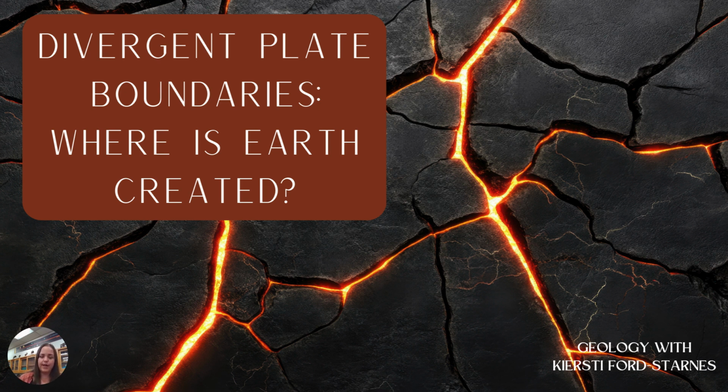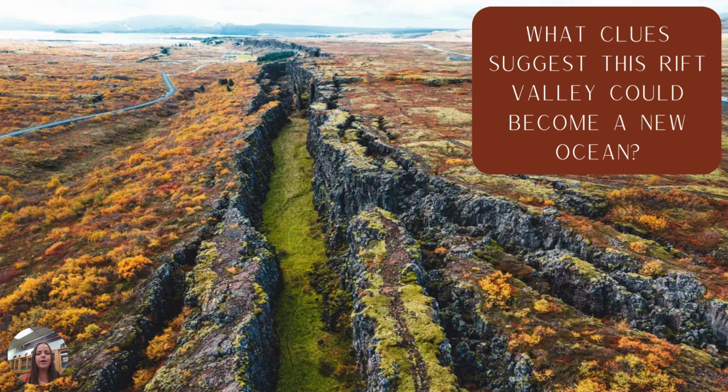Where is Earth created? Your pondering question for these slides is, what clues suggest this rift valley that you see in this photograph could create or become a new ocean? So this rift valley is just that. It's a valley that is rifting apart. And how could it create a new ocean?